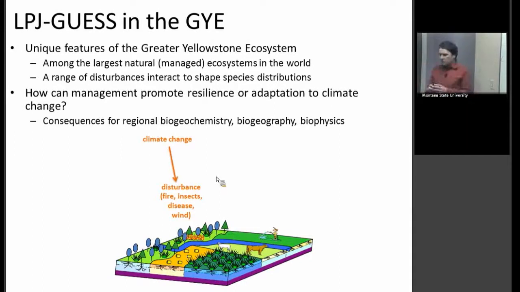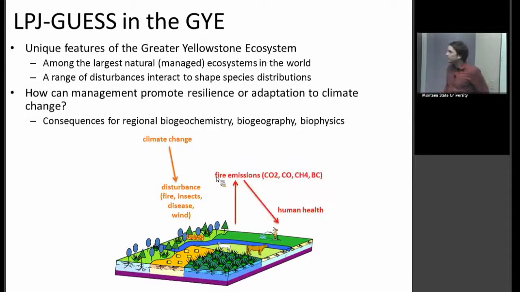With the fire module, we can also look at some of the trace gases, including those that are precursors to ozone formation, or things like black carbon, which have direct consequences for human health. There's been over the past year or so a lot of discussion about how we can improve the representation of soil physics within these models, in particular erosion, and then also linking upland to lowland to stream network fluxes of carbon within the system.